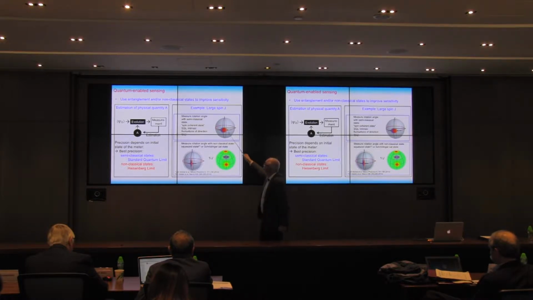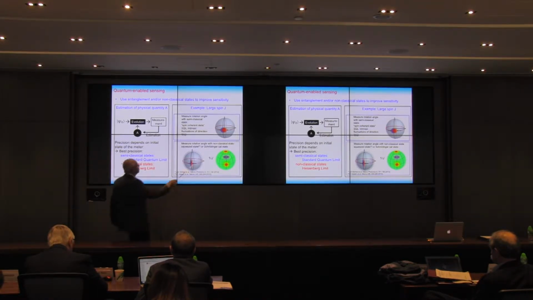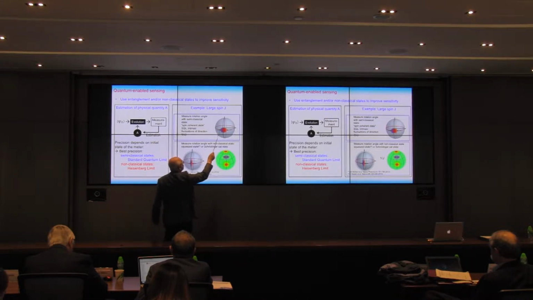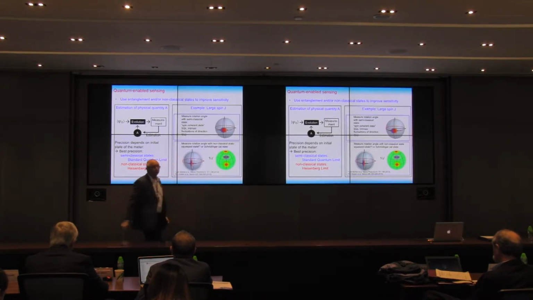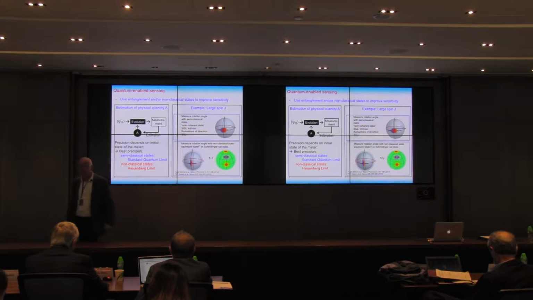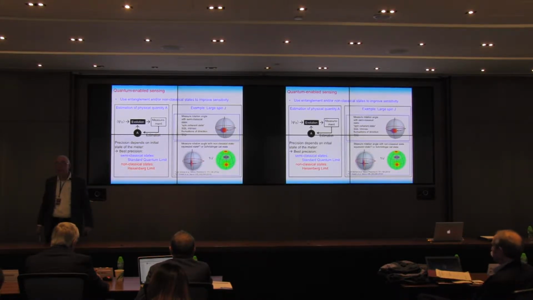If you prepare the spin in a spin coherent state that you obtain by a classical rotation from one of the poles, then you have quantum fluctuations of the spin that limit the precision with which you can measure the rotation of the spin and hence the magnetic field. This defines the standard quantum limit.